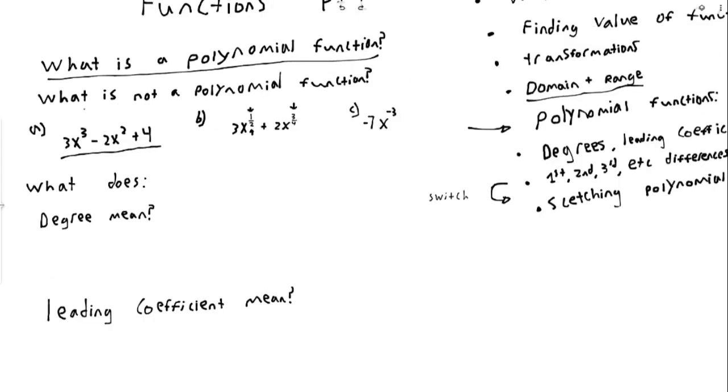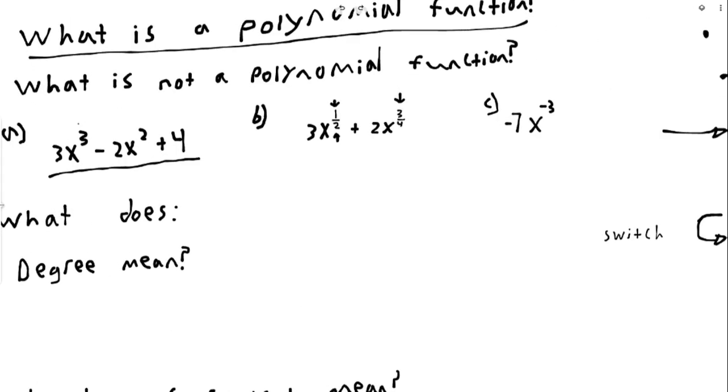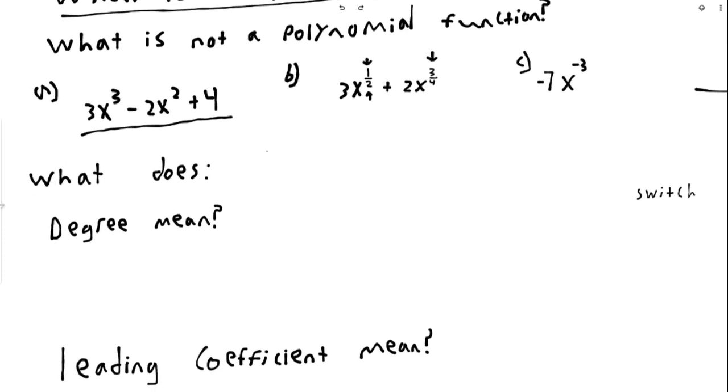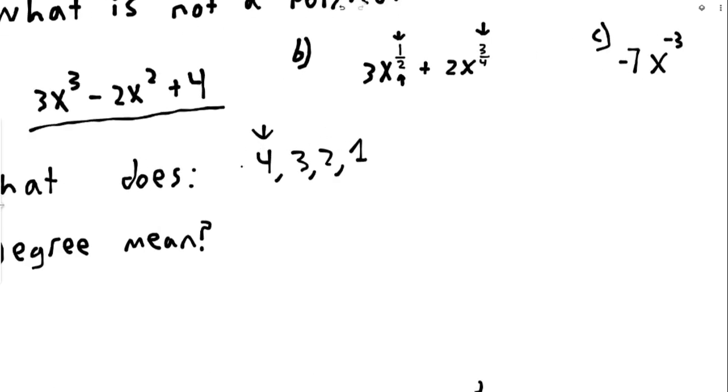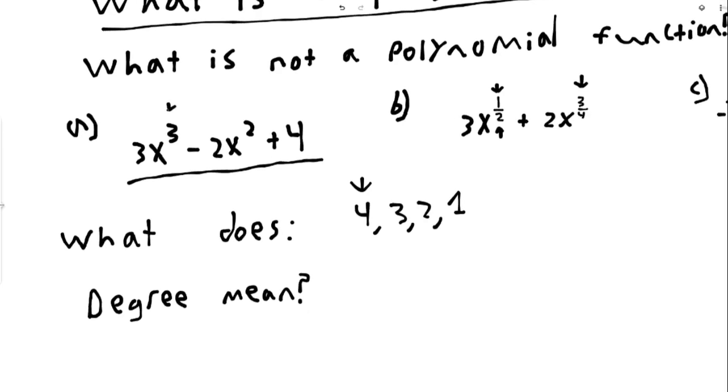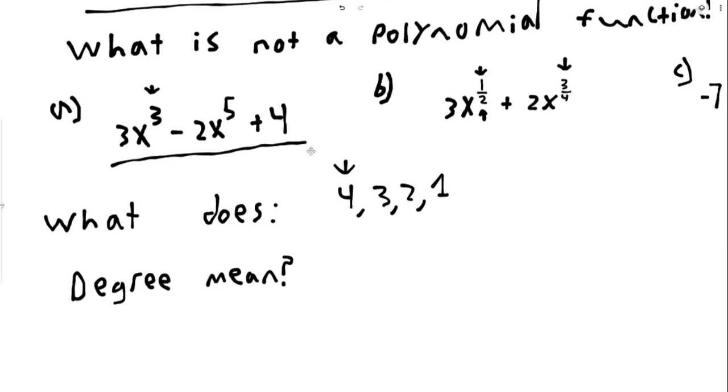So degree is basically the highest exponent. So if there's exponents like 4, 3, 2, or 1, the highest one would be 4. So the polynomial function would have a degree of 4. So in this case, the polynomial function has a degree of 3, right? But if, let's say, this 2 was replaced by a 5, for example, then it would be degree 5.